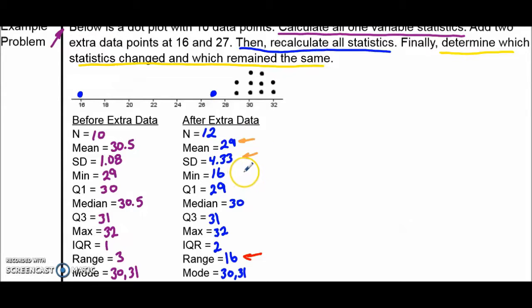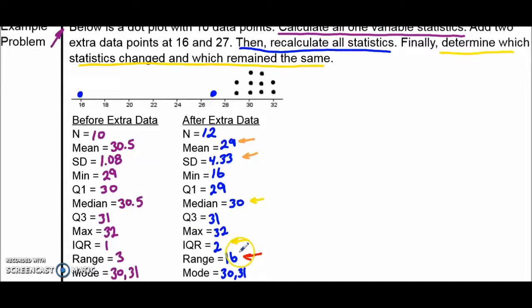Well, it changed a little less. It looks like the median stayed pretty much the same. I mean, it was 30.5 before, and now it's 30, so that's not that much of a change. The IQR didn't change that much either. Right? It went from 1 to 2, which increased by 1, so that wasn't that much of a change.